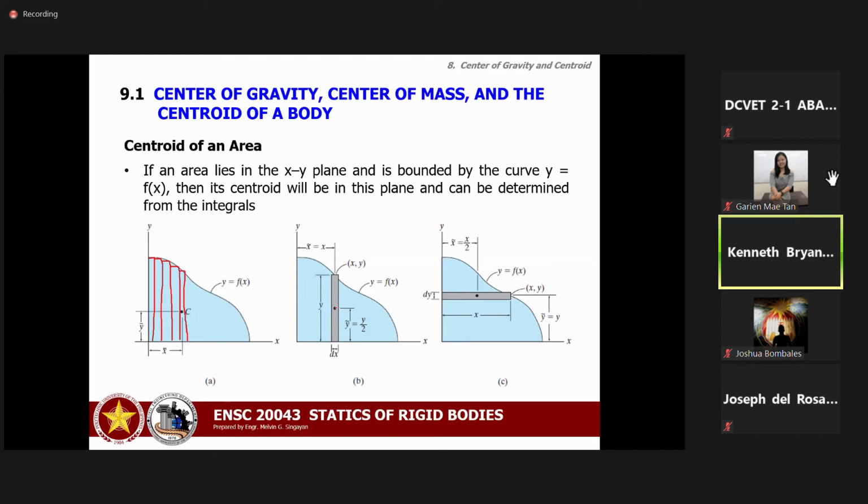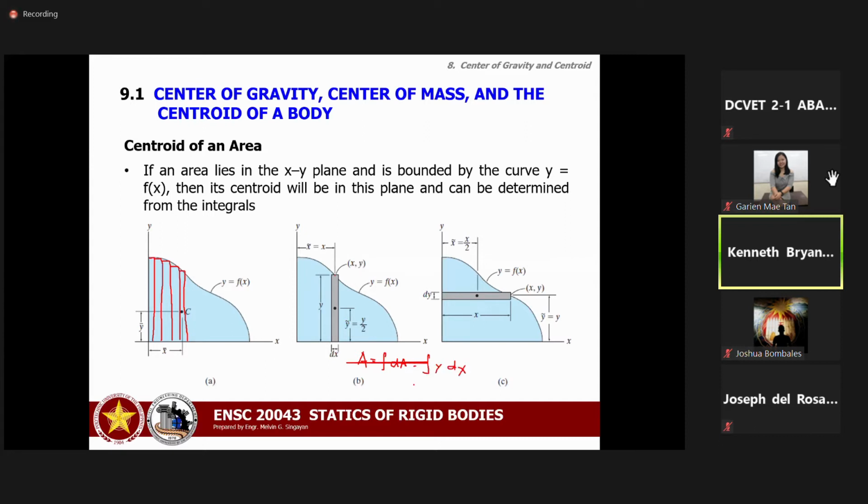So therefore, if you have a rectangle, this is the location of the centroid of this element. And x curl equals x, and y curl equals y over 2. Because if this point is at x and y, meaning the height of this rectangle will be equal to y and its width is dx. So if you want to solve for the area, that is equal to the integral of dA. And based on this, the differential area that we are considering is y times dx. So this is the way of determining the area from integral calculus.